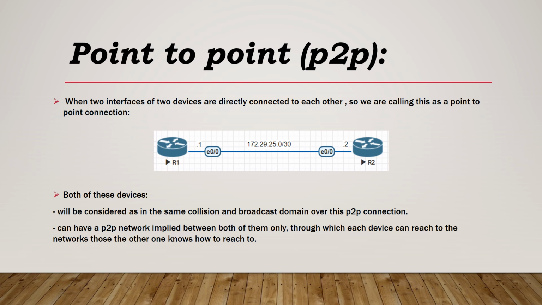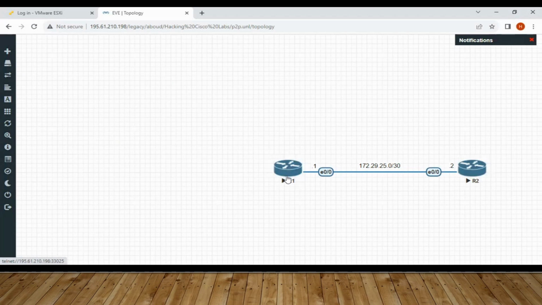Both of these devices will be considered in the same collision and broadcast domain over this point-to-point connection. Both of these devices can have a point-to-point network implied between both of them only, just one. Each of these devices can reach other networks that the other one knows how to reach. Here we go. We have R1 and R2 directly connected with each other through this point-to-point connection between the Ether 0/0 interface in each one. So let's have our test.